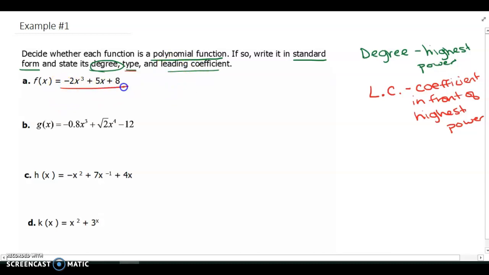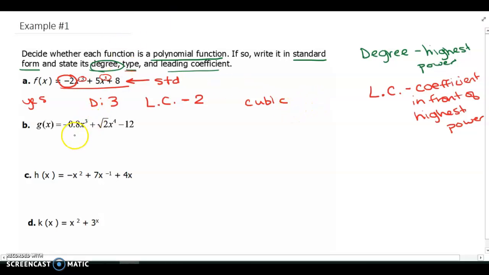Okay, so if I look at this function, this yes is a polynomial, and it's already written in standard form. Notice the third power comes first, then the first power, then no variable at all. So the degree is the highest power, which is 3, and then the leading coefficient is the number in front of the x to the third, which is -2. Don't forget that negative. That's very, very, very important. And because the highest power is 3, we would say that that is a cubic function. So that would be the type.